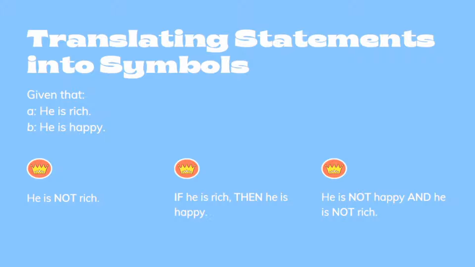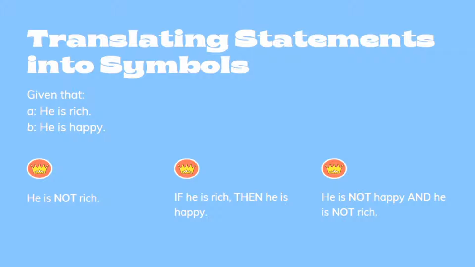Moving on, let's now learn how to use these connectives by translating statements into symbols and symbols into statements. Let's do translating the statements into symbols first. Given that A, he is rich, and B, he is happy. As you can see, there are 3 statements below and we will together translate these into symbols.